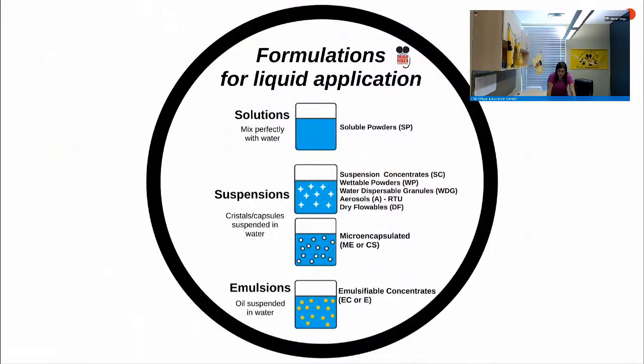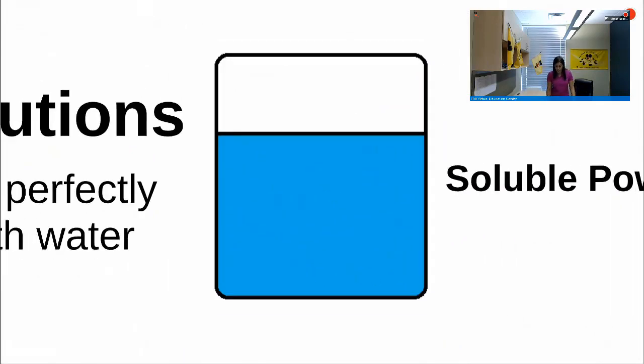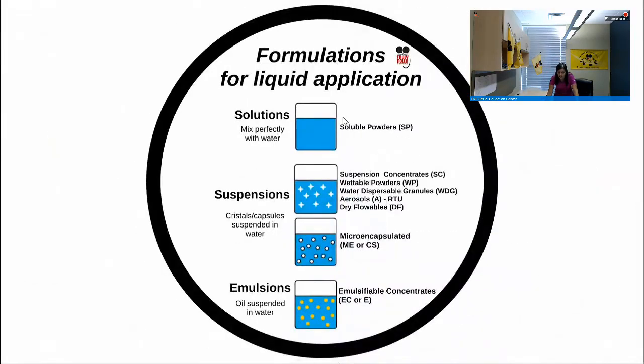Formulations for liquid application. We have basically three types of liquid application. We have solutions, which are not as common for urban pest management. They are the ones that mix perfectly with water. So after you dilute the pesticide, you're going to see under a microscope a perfect mixing between the pesticide and the water. They're what we call soluble powders. They have small particles, they don't leave residue, but they degrade very fast.